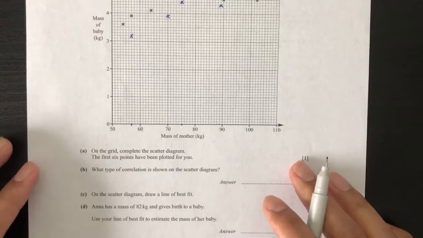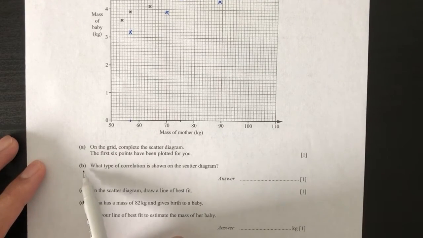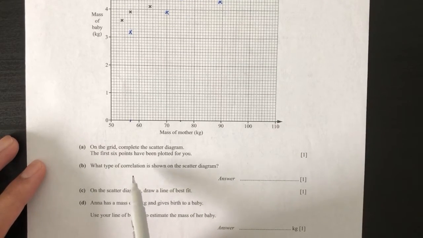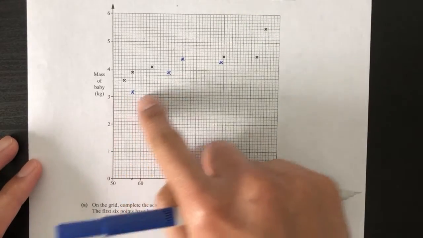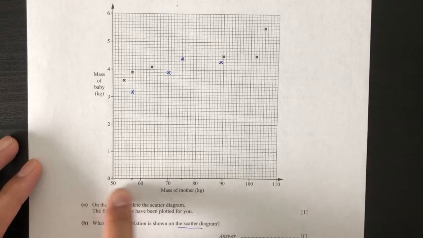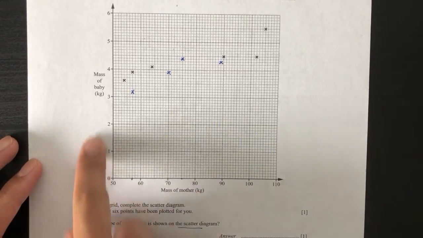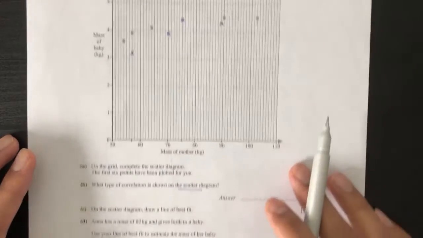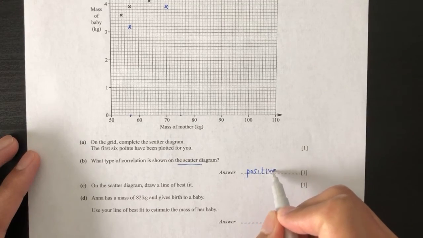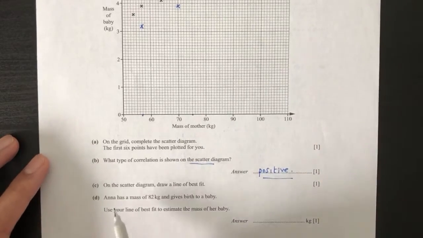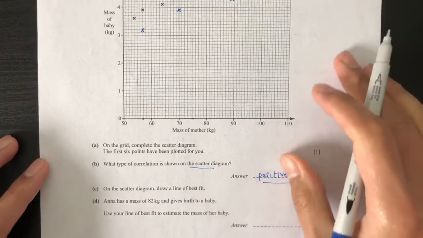So now what do we have to do? It says B, what type of correlation is shown on the diagram? As you can see, it is going upwards. So it means that as the mass of the mother is increasing, the mass of the baby is also increasing. So they have a positive correlation. Positive correlation.